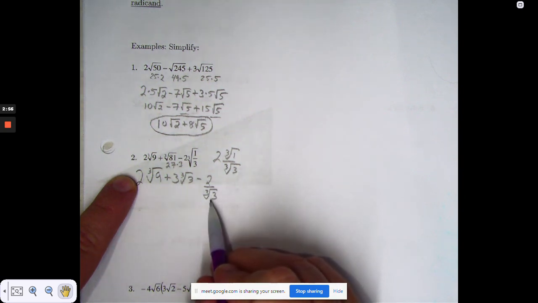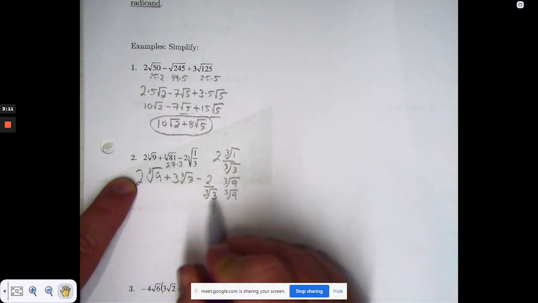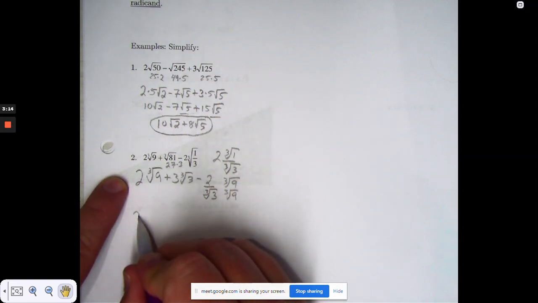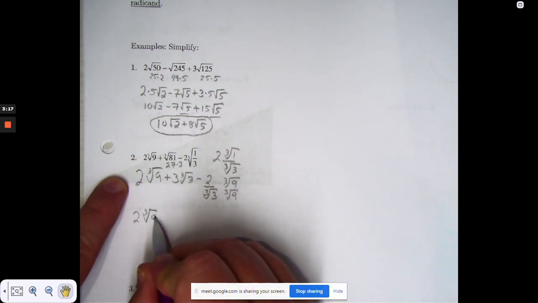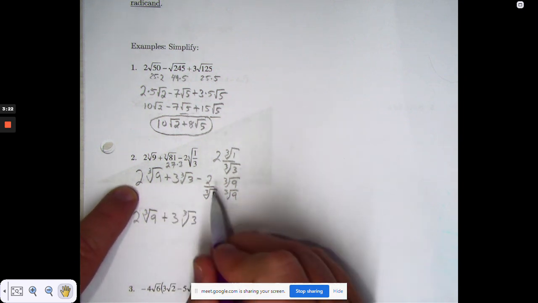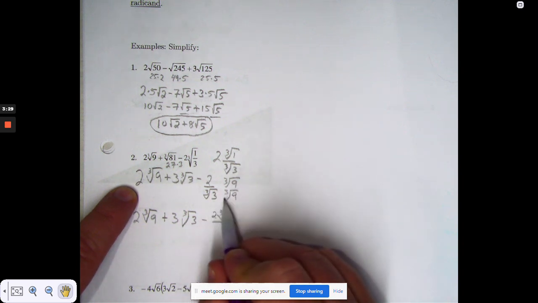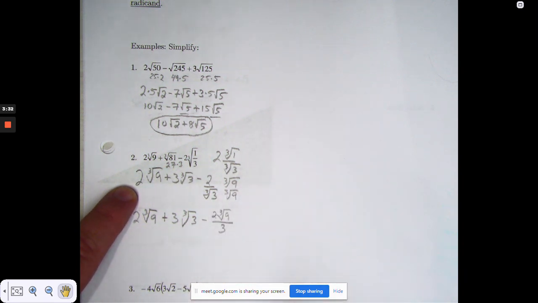But we know we can't leave the cube root of 3 in the bottom of a fraction. So since we're talking cube roots, we need to get to the perfect cube, which is 27. So we need to multiply top and bottom by the cube root of 9 to get that to be 27. So this would be 2 times the cube root of 9 plus 3 times the cube root of 3. And then here, this would be minus 2 times the cube root of 9 over the cube root of 27, which is just 3.